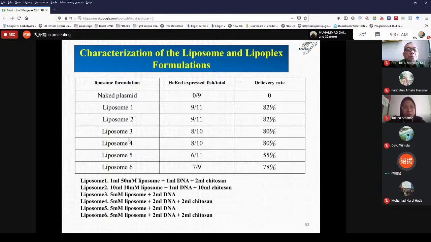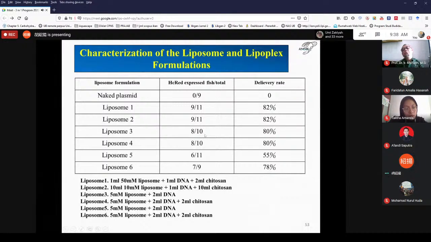So they use the liposome and the lipoplex, because some are commercial. They contain liposomes, and the first time they contain the reporter expression vectors. They feed the fish and check whether the fish express the reporter. After feeding, they confirm around 80% of fish show expression. That means the formulation can successfully deliver the DNA into the fish.